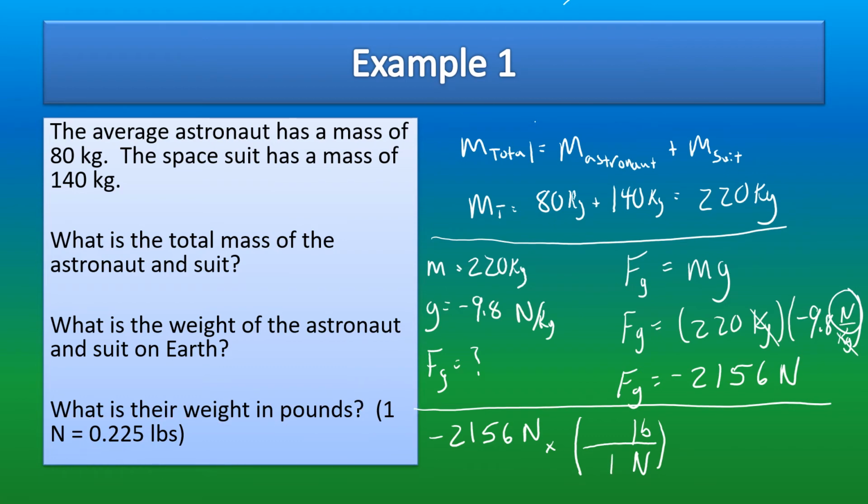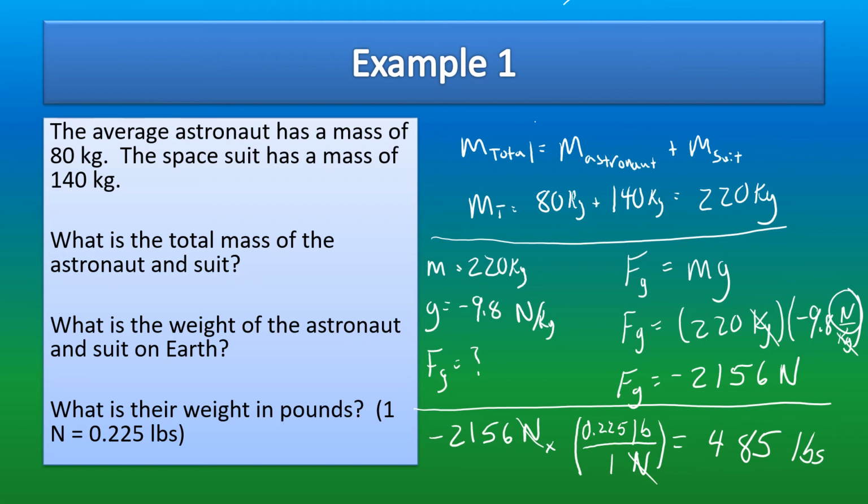So 1 Newton is equal to 0.225 pounds. Multiply the numerator, then the denominator. Simplifying units makes me feel phenomenal. So that is a whopping 485.1 pounds. That's heavy. How does this person walk around carrying almost 500 pounds?